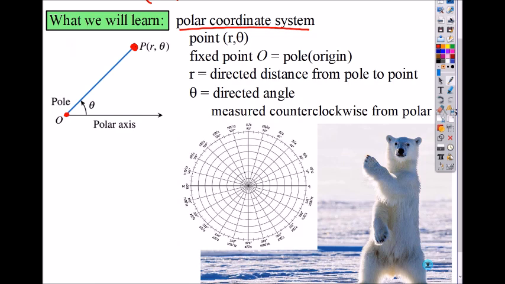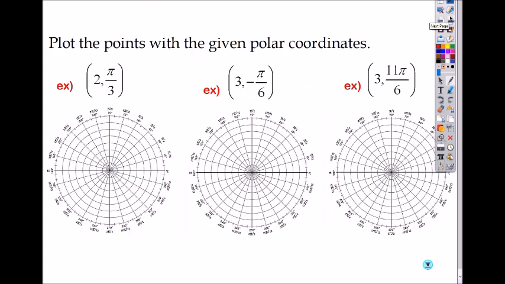So let's look at an example. 2 comma pi over 3, meaning the radius is 2 and the angle, or radian, is pi over 3. So always start from the radian. Where is pi over 3? Here, right? 60 degrees. And where's the radius of 2? Since we have plenty of grid, let's go by 0.5. So this is 1, 2, 3, 4. Then at 60, the radius of 2 will be right here. So that point is 2 comma pi over 3.